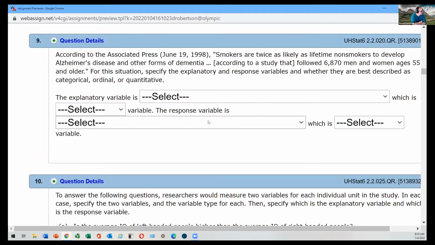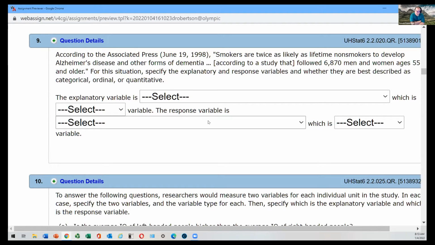Hopefully you don't smoke, but you can do what you choose to do. According to the Associated Press, at least back in 1998, smokers are twice as likely as lifetime non-smokers to get Alzheimer's or other forms of dementia. And they came to this conclusion by following 6,870 men and women aged 55 and older. For this situation, specify the explanatory and then the response variable.